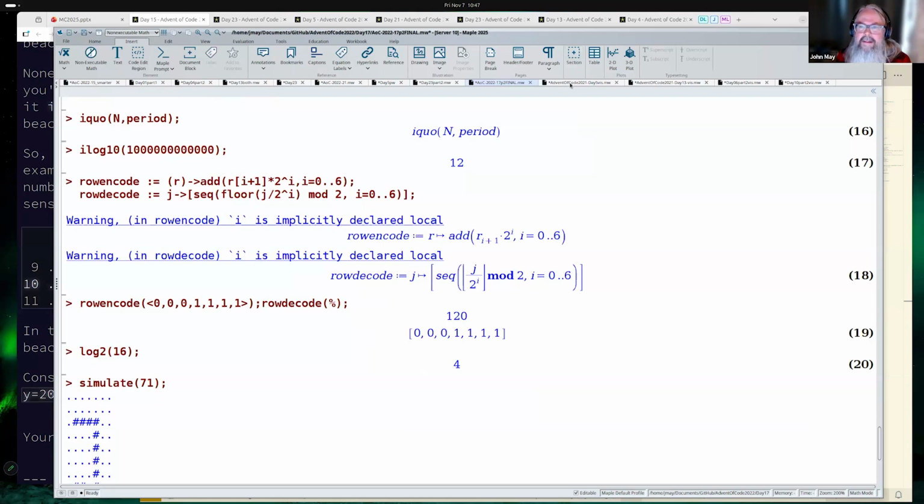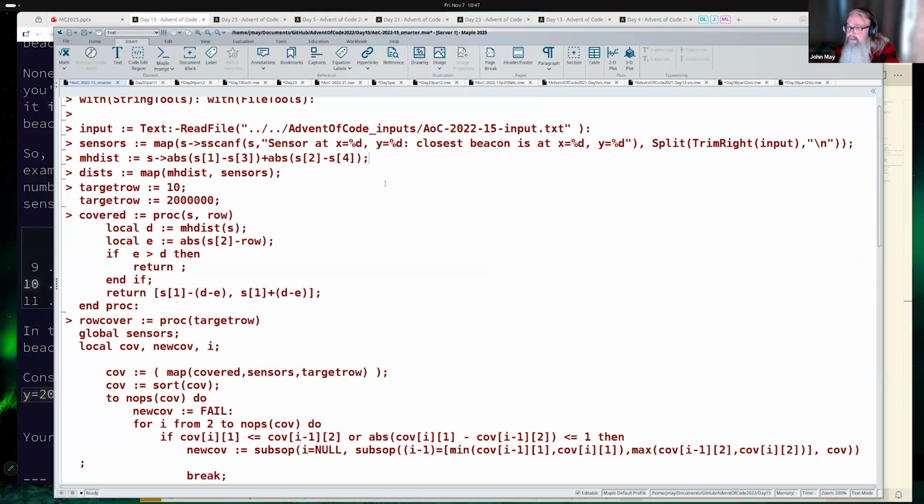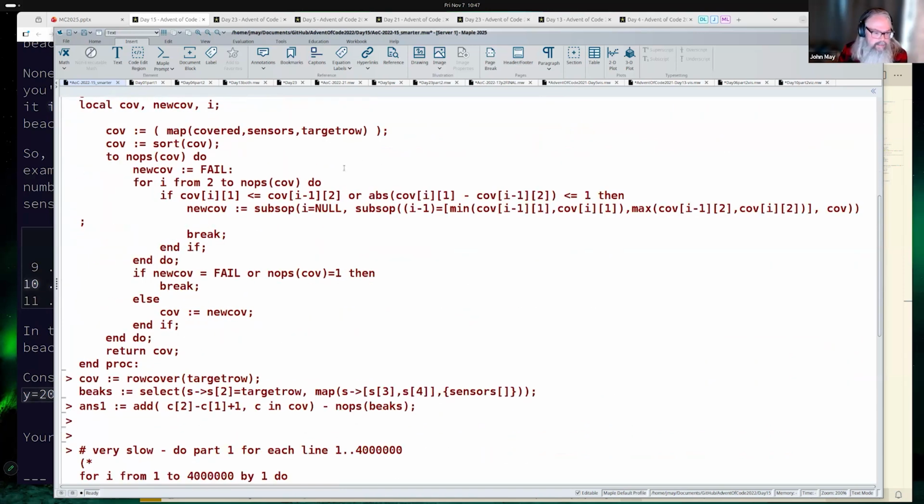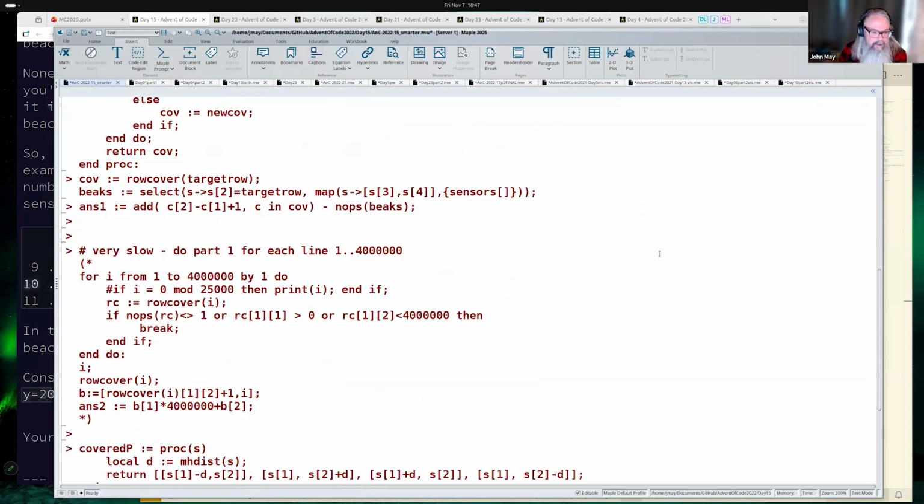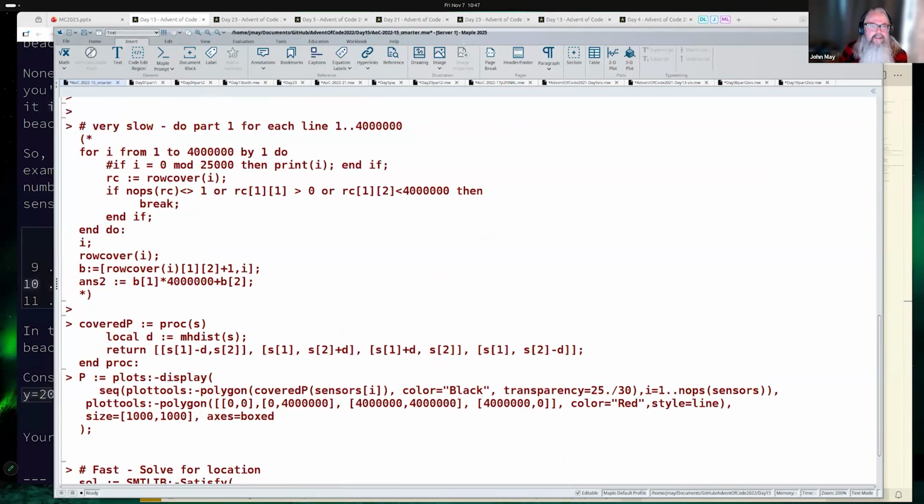Wait, no, this is day... Oh, there it is. This is the one out of order. So again, this is another one of those cases where scanf is really nice. You can immediately pull apart the sort of plain text inputs into lists. So if you are old school and use scanf, it makes your life easier on these ones. All right, so then there's a bunch of parsing here, but this is solving the first part. And the second part is to find the gap in the scanners. So, oh wait, I should just run this.